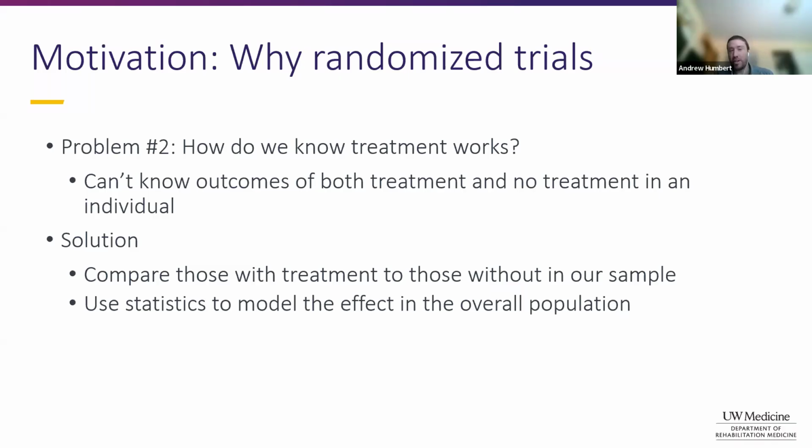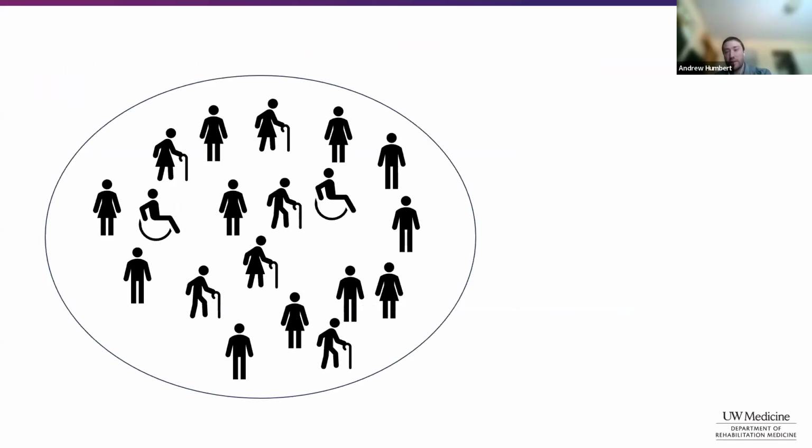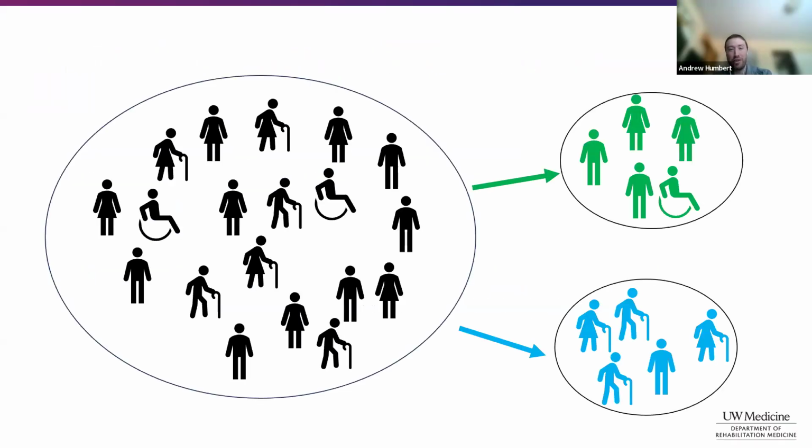So the general approach, again, is just to compare those with treatment to those without in our sample. Again, we could do this through things like crossovers. We could do things like different samples. And then we use statistics to model the effect in that overall population, right? So going back to this example and very deliberately setting up the next problem and next solution for why we do clinical trials or randomized clinical trials.